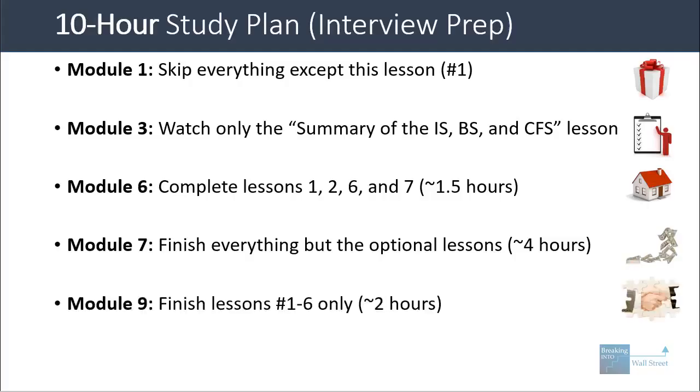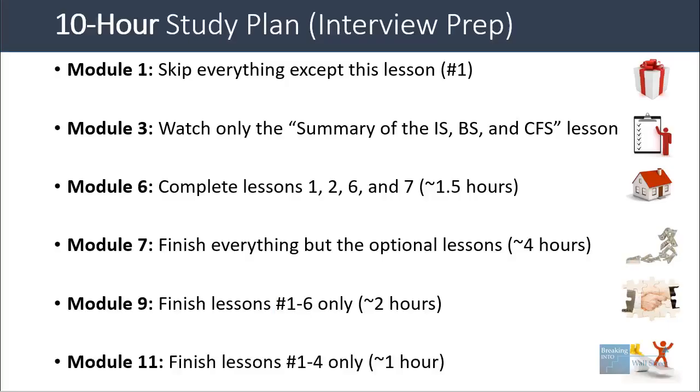Then I would recommend going to Module 9 on M&A deals and merger models, and there are a bunch of different lessons and case studies, but I would recommend finishing just the first 6, which will take you about 2 hours. These cover the main concepts and the most important points to know for interviews. Then skip to Module 11 on leverage buyouts and finish lessons 1 through 4. That'll take you about an hour, and it's a good introduction to leverage buyouts.